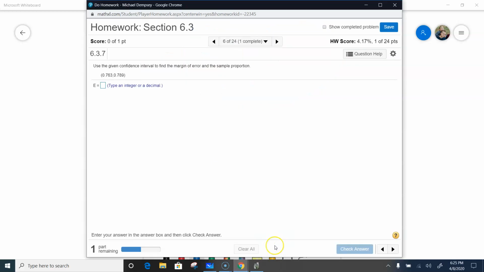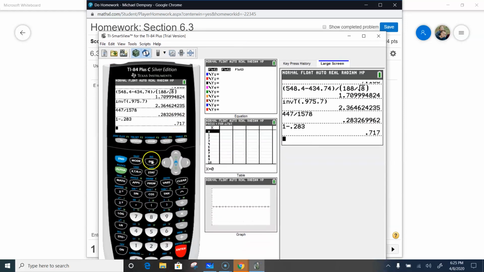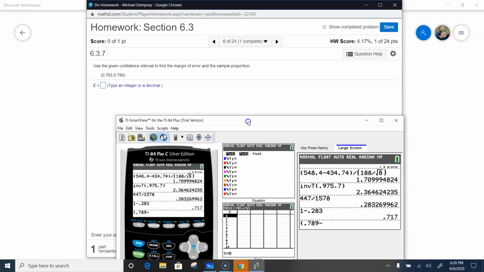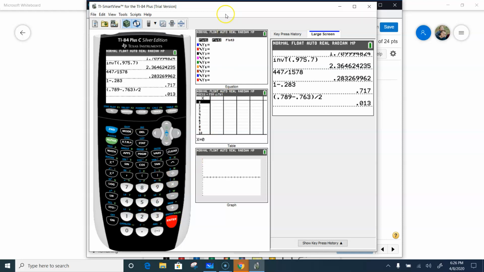So first thing we need to do is figure out what that z star is going to be. Or actually we don't. We have the interval, right? So we do the same thing that we did in the previous section here. I take 0.789, I'm going to subtract the larger from the smaller, 0.789 minus 0.763. So that's the length of the interval. And we just divide it by 2. That'll give us our width, which is also our margin of error, 0.013.